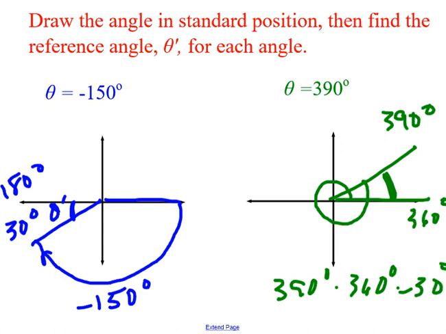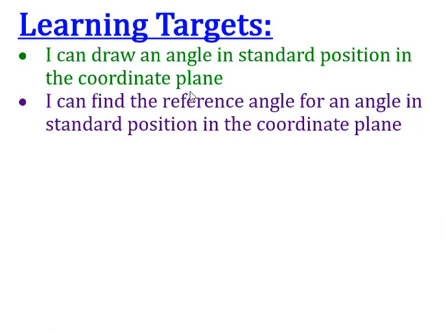So one thing we want to think about when we're finding reference angles is we'll also make triangles. Like you could make triangles from those reference angles. But I think we'll do that in the next video. So hopefully you are now able to draw an angle in standard position on our coordinate plane and then find the reference angle for any angle in standard position.